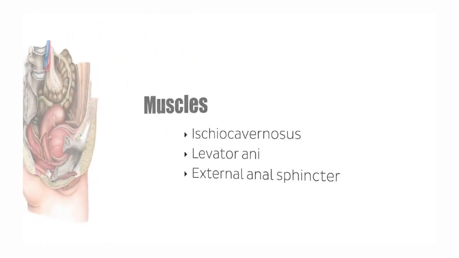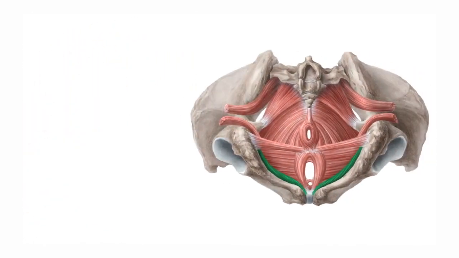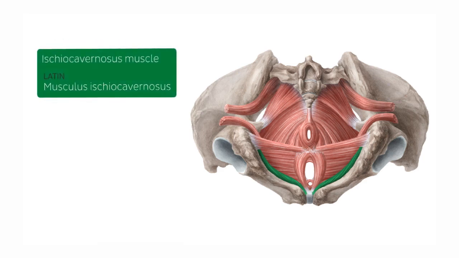We're going to start with the first one on the list that you now see highlighted, and keep in mind that we're now looking at the inferior or caudal view of the pelvis, where we can clearly see the ischiocavernosus muscle, this muscle that we're going to describe now for you.